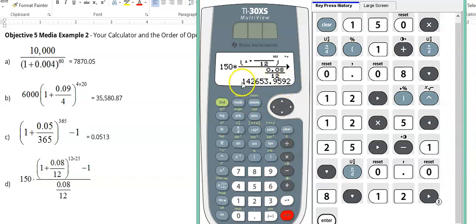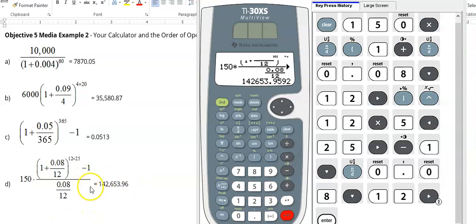This is actually a dollar amount, so we'll round this to 2 decimal places, which is cents, so we'd round this up to 0.96. And I've updated our result here.